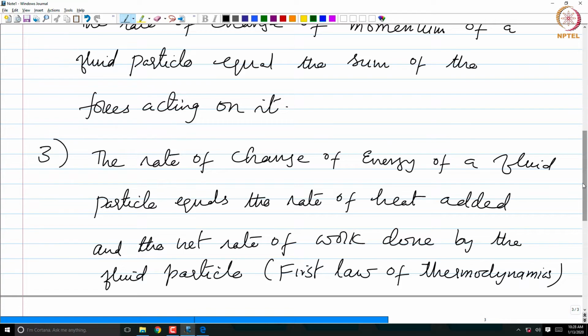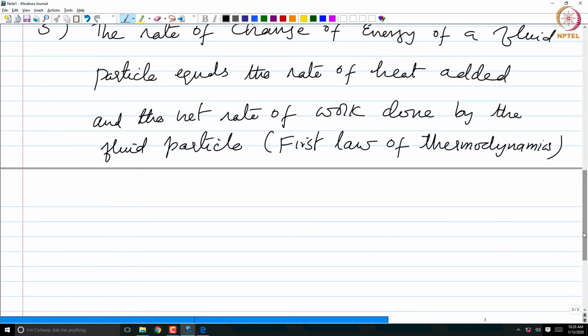So we have these three conservation laws, which are relevant for what we do. We'll be writing them as mathematical statements, discretizing them, and then solving them to obtain what we need. So we will be regarding the fluid as a continuum.